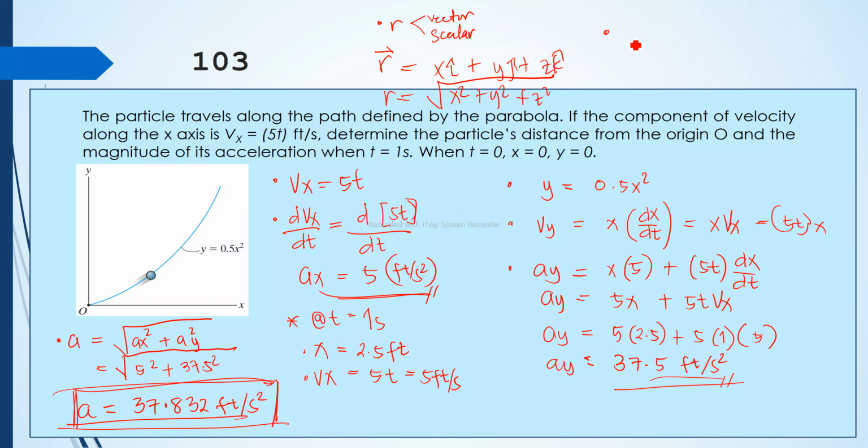Now to get the vector velocity, we just differentiate the vector position with respect to time along its components. And to get the vector acceleration, we also differentiate the vector velocity with respect to time along its components. And to get the magnitude of the velocity, you just take the square root of the sum of the squares of its components. Same also with our acceleration.